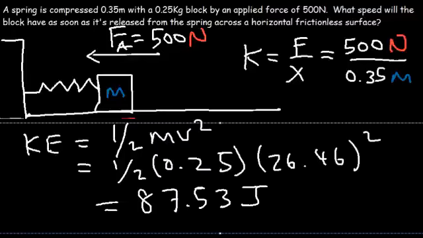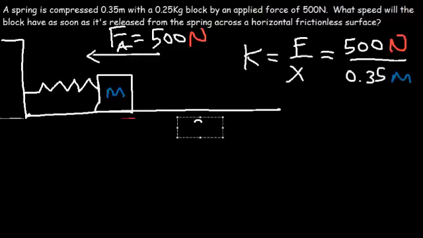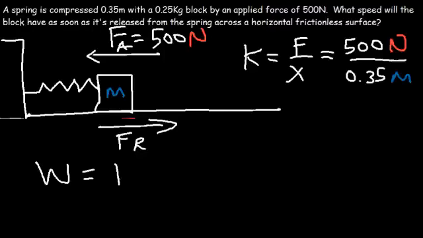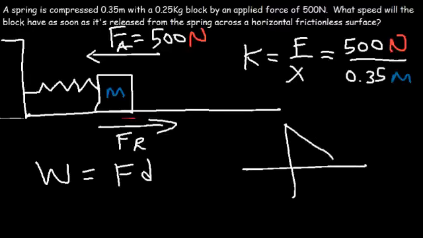Now another equation that you can use to get that answer is the work equation. So keep in mind, as soon as we released it, there's a restoring force that's going to accelerate it towards the right. Work is equal to force times distance. However, we don't have a constant force, we have a variable force. Now let's assume that this force decreases constantly. Well, it actually does, so we don't really have to assume.